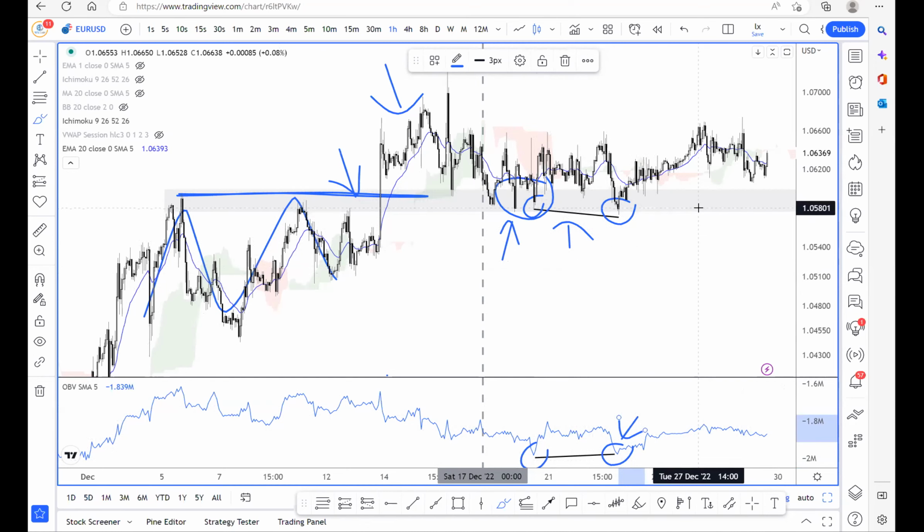So if you don't want to just use volume, there are other ways you can use it. For example, the moving average. The moving average itself is a trend following indicator, so ideally it should be used in a trending market.